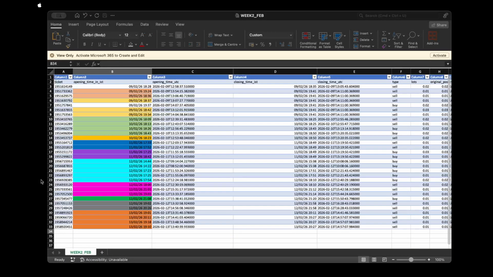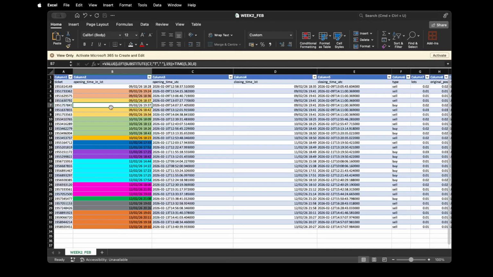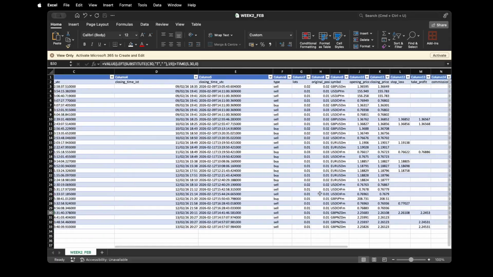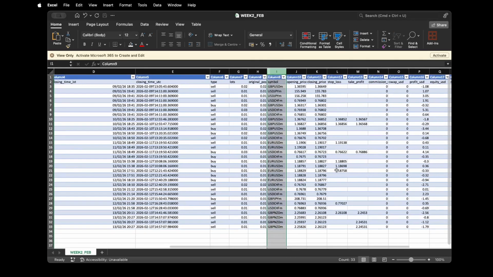So these are the trades. The number of trades that we took were, so unique colors show unique trades. So 1, 2, 3, 4, 5, 6, 7, 8, 9, 10, 11, 12, 13. We took 13 trades and all of them were forex. So at least no violation of trading other markets this week.